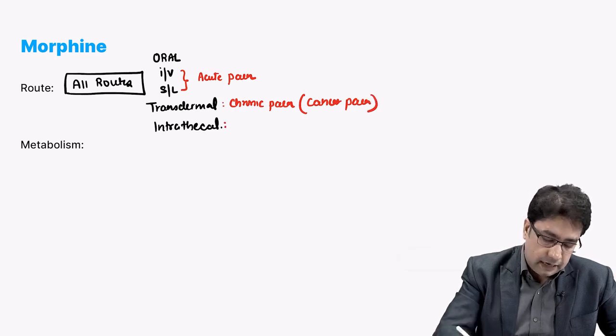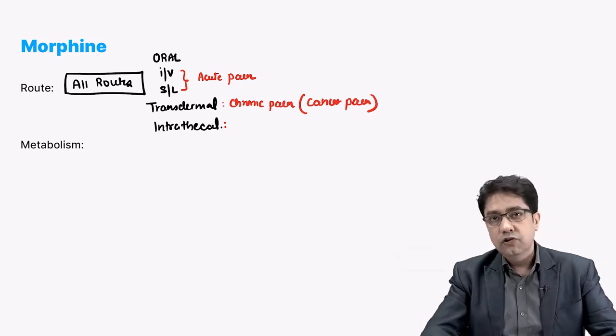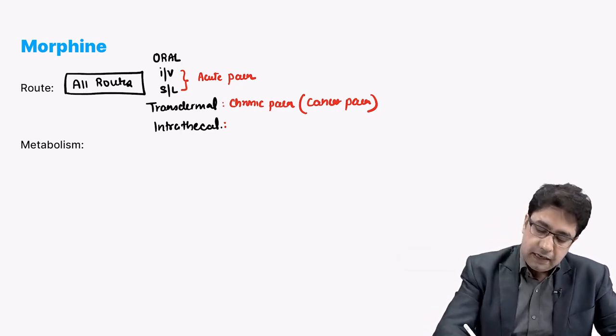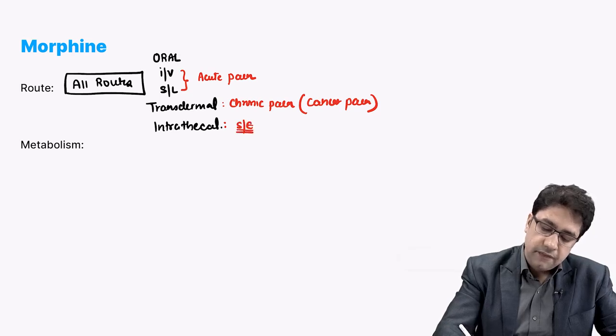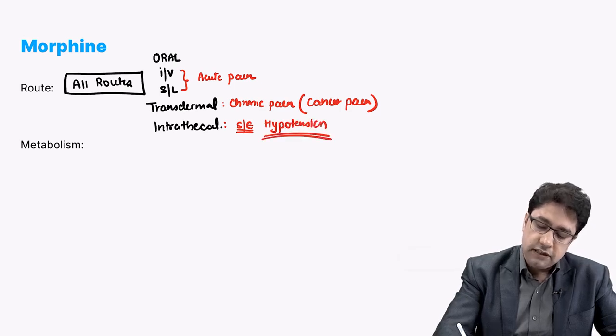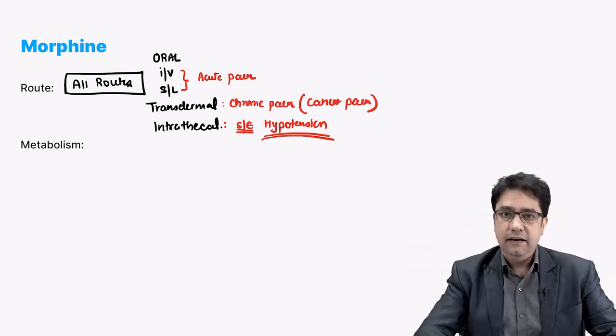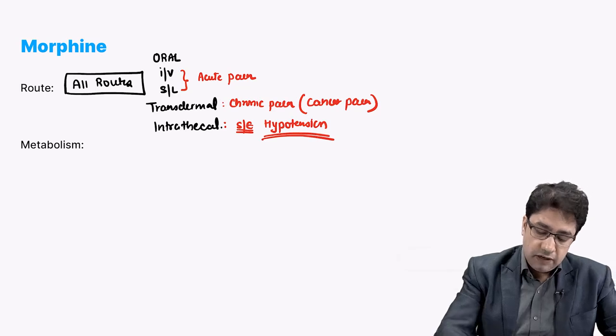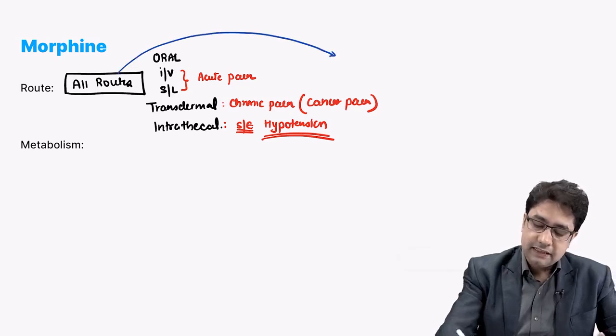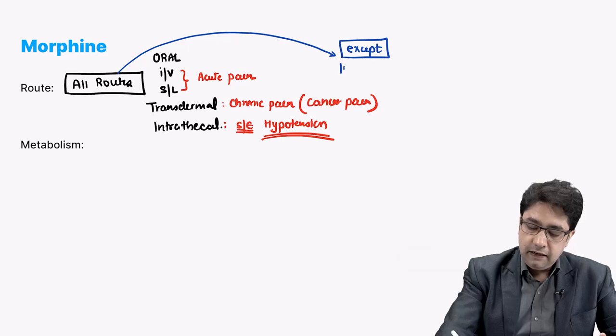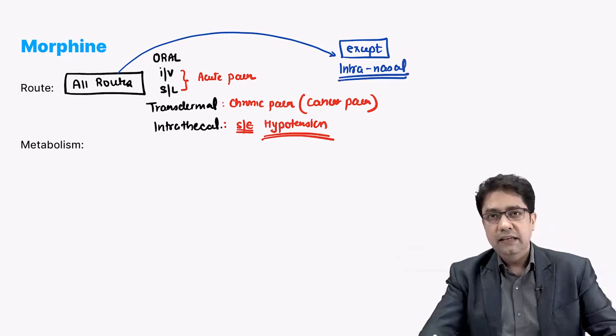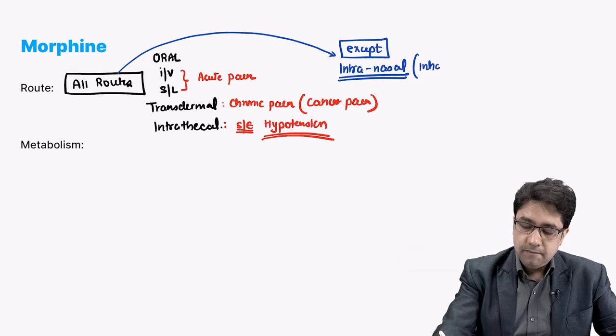While intrathecal administration of morphine also reduces pain from the brain, intrathecal injection has a side effect. Intrathecal injection of morphine can lead to hypotension because it reduces sympathetic nerve supply directly. Now the question is that morphine is given by all routes except, morphine is never given intranasally. So there is only one opioid which is given intranasally or inhalationally. That I am going to discuss shortly.